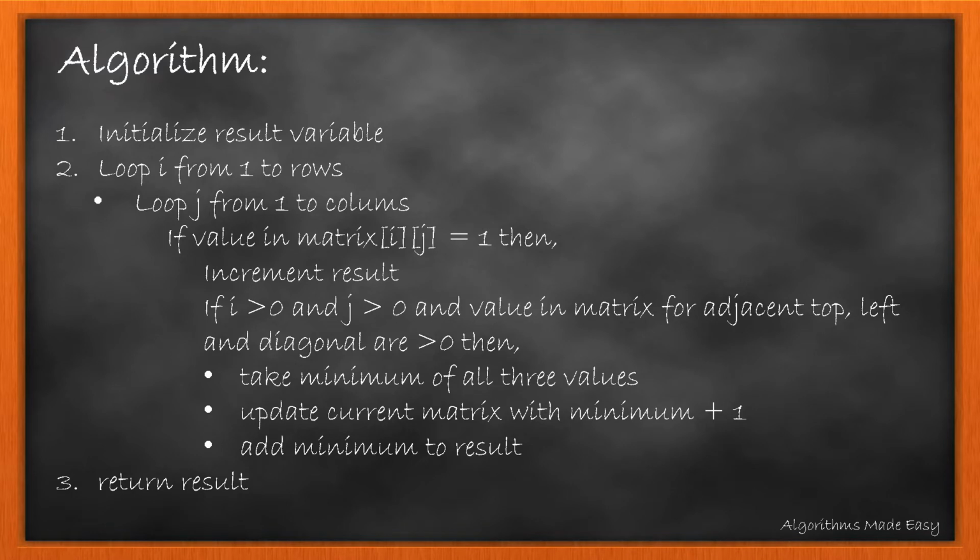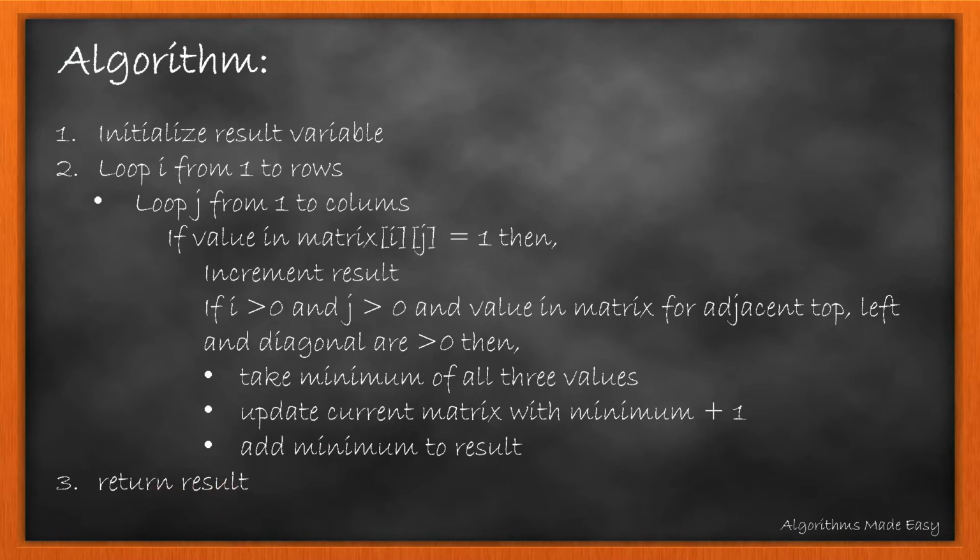We will initialize a result variable. We will have a nested loop to iterate over the rows and columns of the matrix. For each element, we will increment the result if its value is equal to 1. In the next conditional check, we see if the element is other than that of the first row or the first column. We also check if the 2 cross 2 matrix formed by its top, left and top-left diagonal elements has all ones. If these conditions are satisfied, we take the minimum of the 3 elements forming the 2 cross 2 matrix with the current element and add it to the current element. We also add the minimum value to our result variable. At the end, we return result.